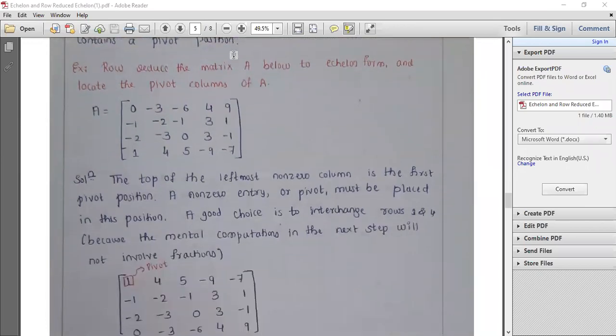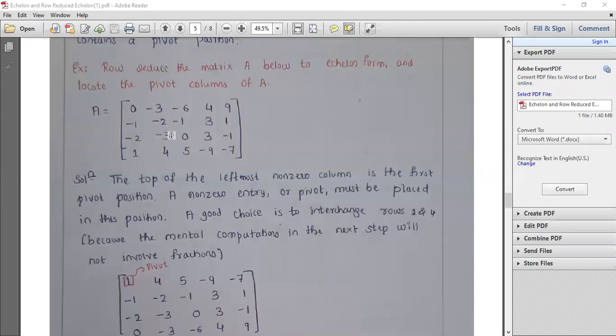Excuse me, ma'am. Yes. Ma'am, in echelon form and row reduction, can the leading number be negative only in echelon form? Yes, no problem. It can be any number, only 0 should not be there. That's it. Okay.